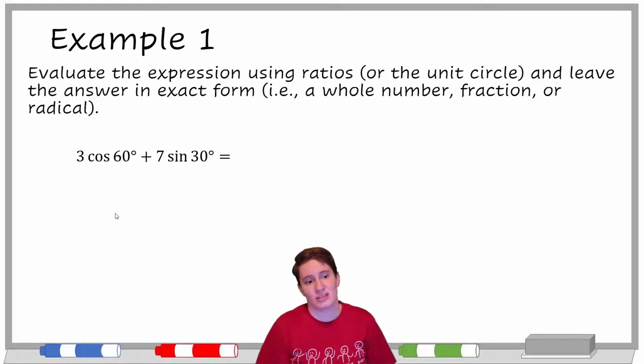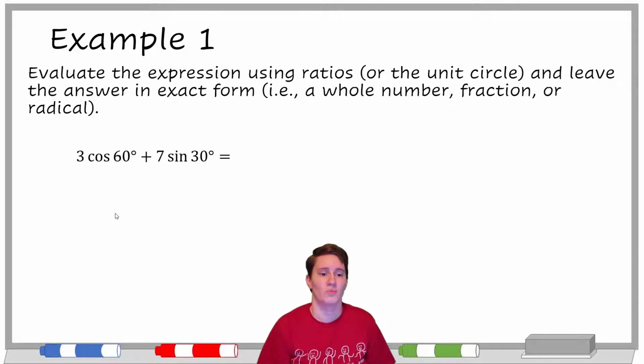All right, so this says evaluate the expression using ratios, I added, or the unit circle, and leave the answer in exact form, i.e. a whole number, fraction, or radical. It'd be easier in some ways to say, don't put it as a decimal. Technically, if you put 0.5 instead of 1/2, that's still exact. But again, why wouldn't you just put 1/2? We want to leave it as fractions, radicals, whole numbers, all that jazz. I don't know why you would change a whole number anyway.